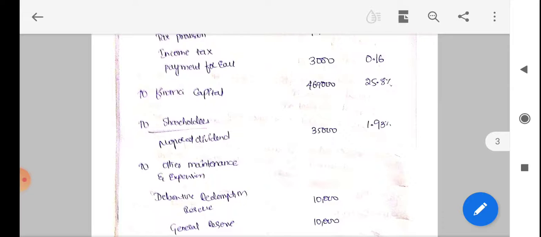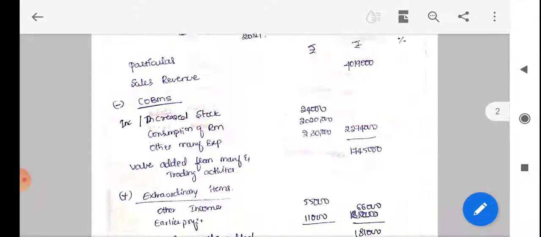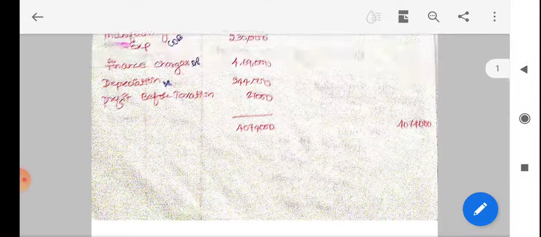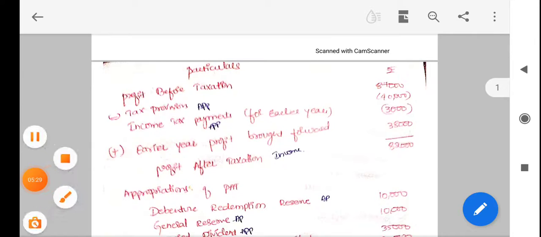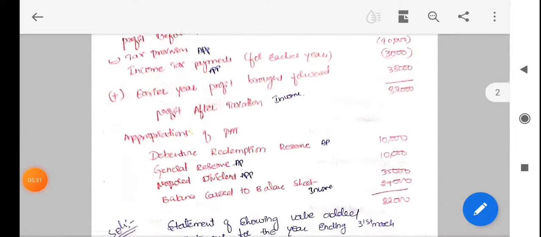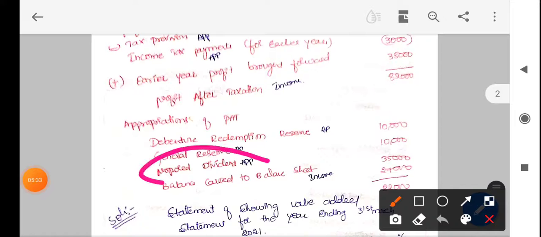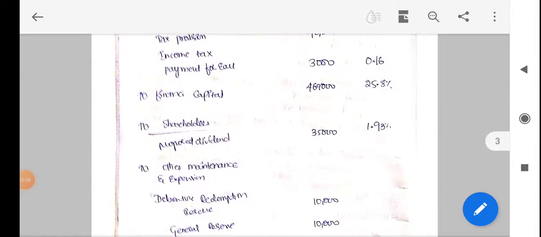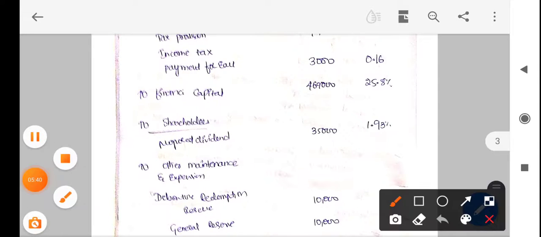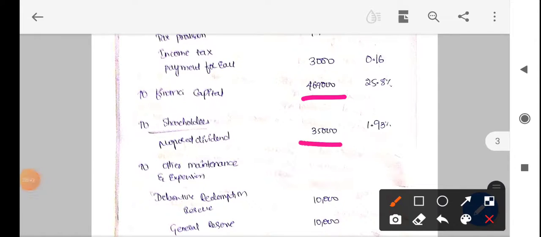Next, to pay for the providers of the capital, we have finance charges, right? So we have finance charges, that is 4,69,000. And we have proposed dividend. Here the proposed dividend is given. So these are the two things which are related to the providers of the capital. Here we have mentioned 4,69,000 and 35,000 is the proposed dividend.